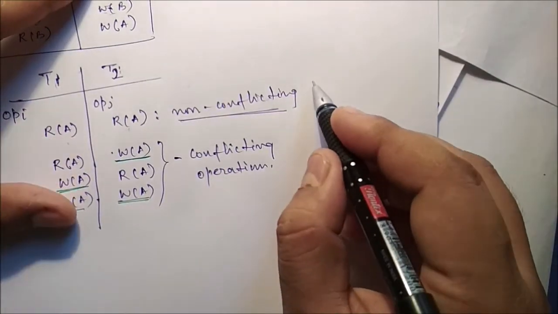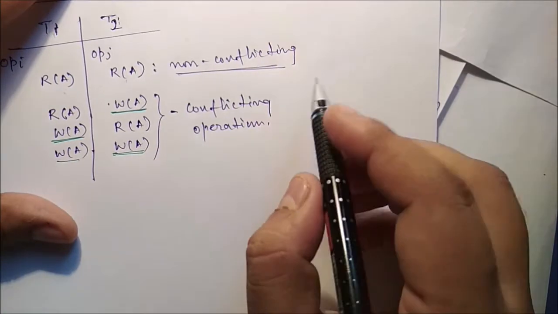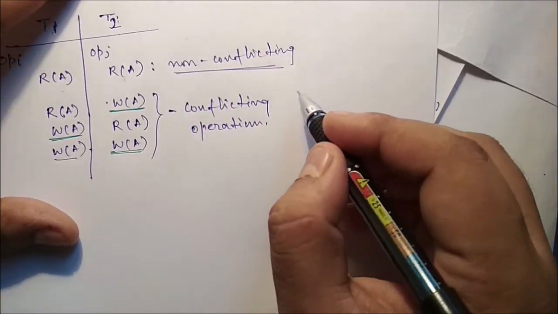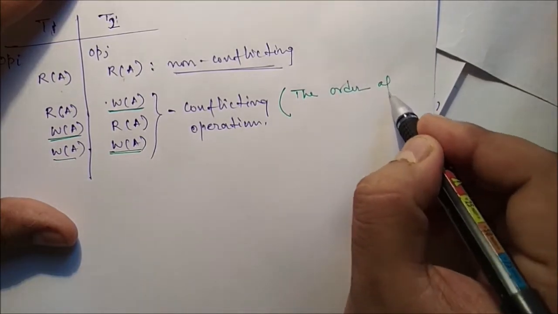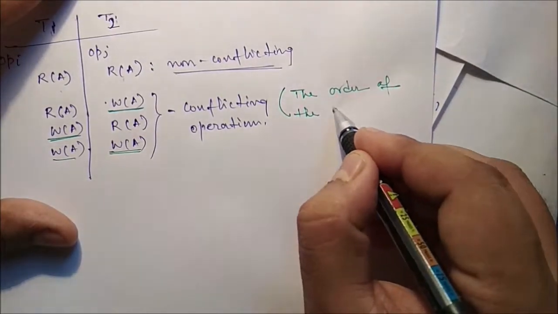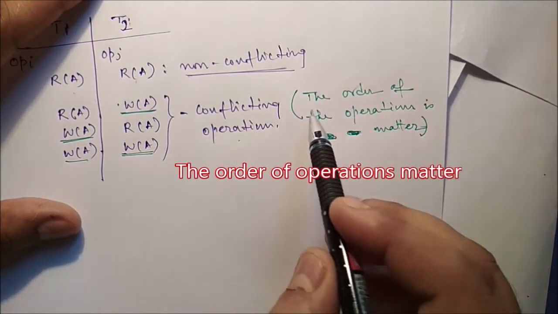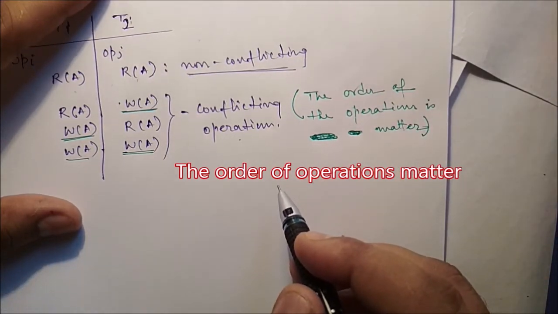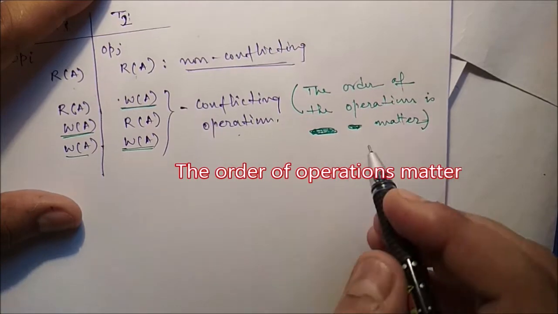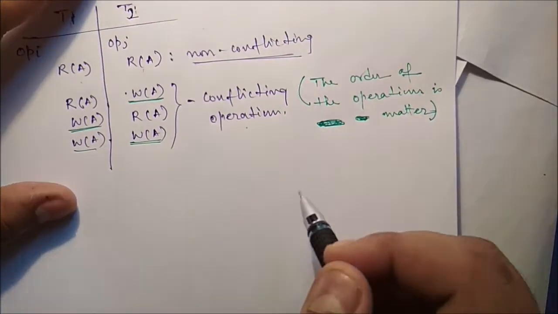Here also the order does not matter. But if it is a conflicting operation, then the order of the operations matters. It matters, and it affects the final value of the variable.